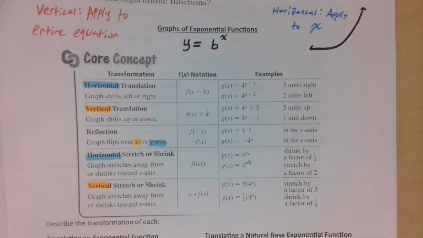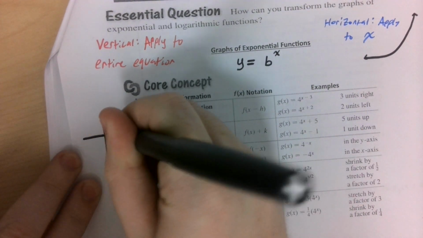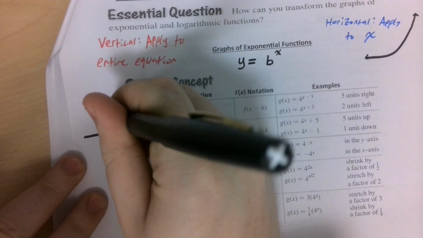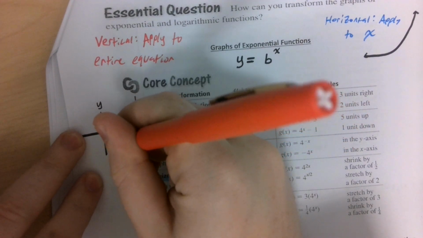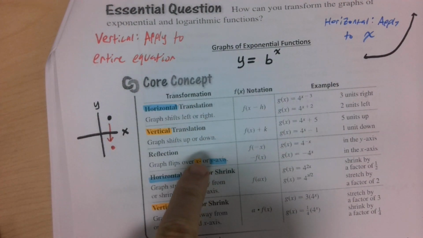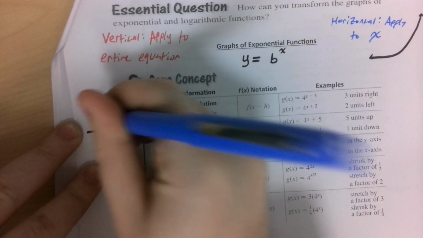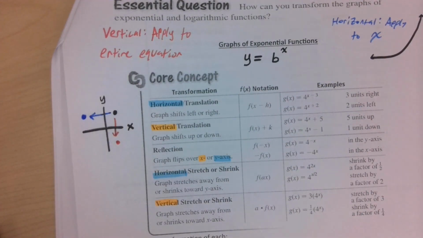Then we have reflections. Reflections you can think of as flips. Now, I want to remind you all that with these flips, if you are flipping over the x-axis, it means you are flipping a point from up here above to down here below, or vice versa. That is a vertical change, so x-axis flips will be applied to the entire equation. If you're flipping it over the y-axis, it means you're flipping it left and right. Since that's a horizontal change, it's only going to impact our x values.